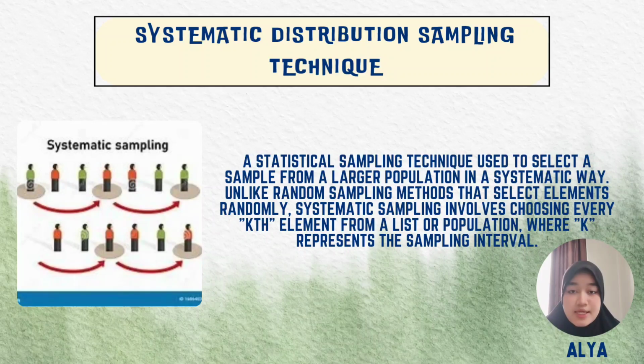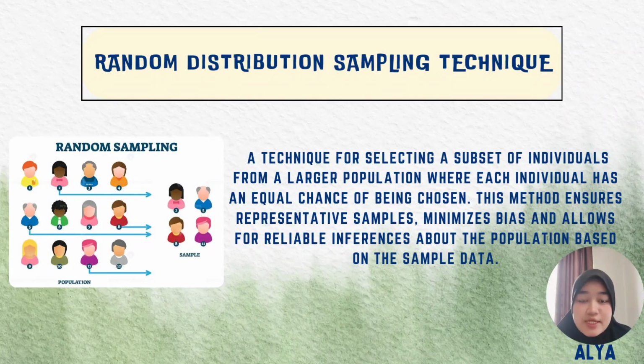The systematic distribution sampling technique is a statistical sampling technique that we use to select a sample from a larger population in a systematic way. Systematic sampling involves choosing every kth element from a list of the population, where k represents the sampling interval. The random distribution sampling technique is a technique to select a subset of individuals from a larger population, where each individual has an equal chance of being chosen. This method ensures representative samples, minimizes bias, and allows for reliable inferences about the population based on the sample data.